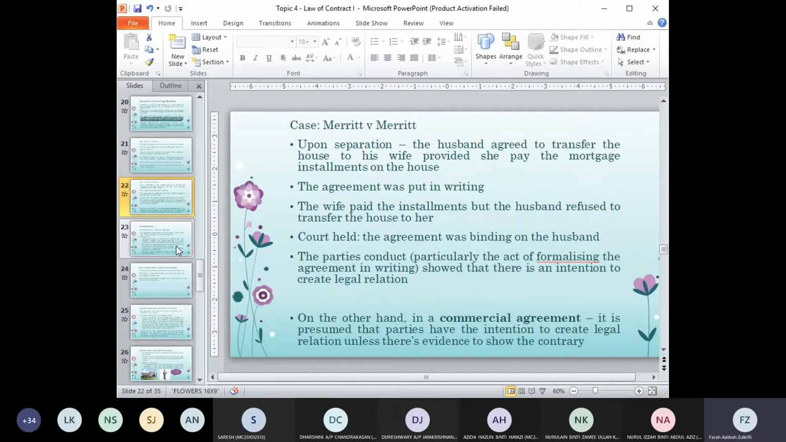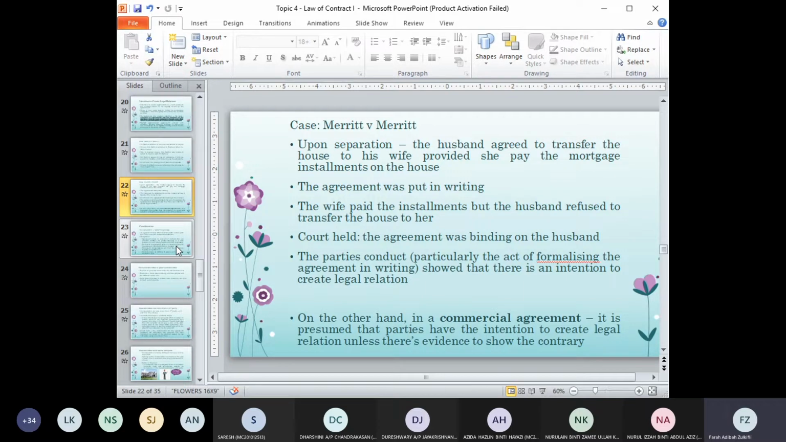On the other hand, in the case of Merritt versus Merritt, the husband and wife separated. Upon separation, the husband agreed to transfer the house to the wife, provided she paid the mortgage installments on the house. So the husband said that, okay, if you pay the installment for this house every month, I will transfer the house to your name. They had the agreement, and the agreement was put in writing and signed by both parties. After that, the wife paid the installments. But even after she had paid all the installments, the husband still refused to transfer the house to her.